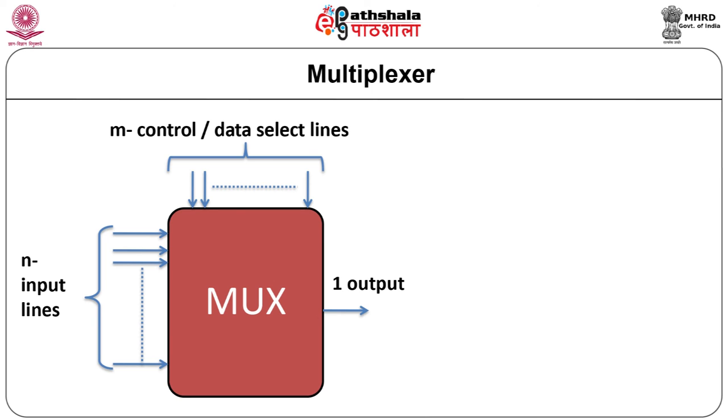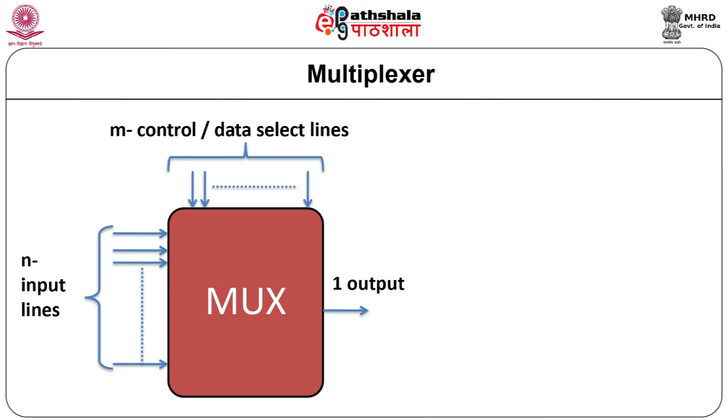It's a combination logic circuit which has many input lines and a single output line. The basic operation is controlled by selector lines that route one of many input signals to the output. Multiplexers are also called data selector or a router because it accepts several data inputs and allows only one of them to get through to the output at a time.